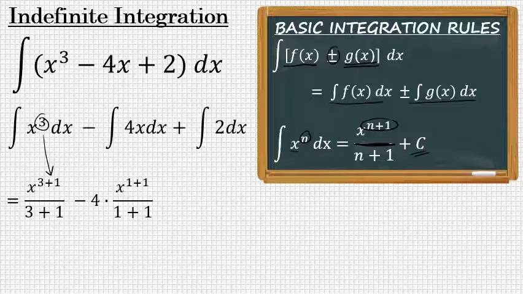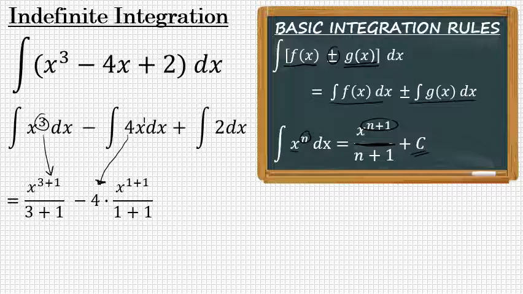The second term is the same thing as 4x to the first power. So what I'll do is the constant will stay in the front. There's a constant multiple rule for integration that says a constant can come along for the ride. On the variable, I'll add 1 to the power, divide by that number.